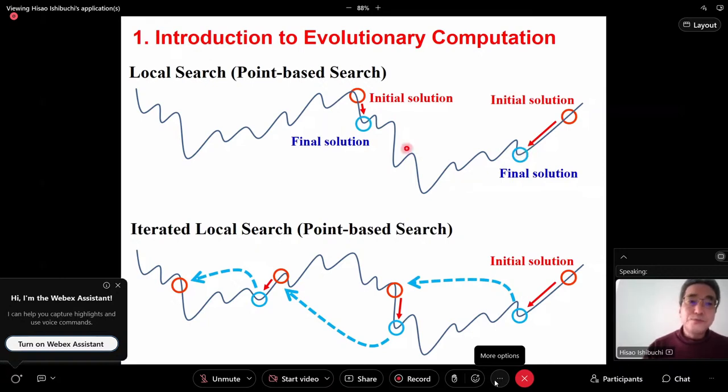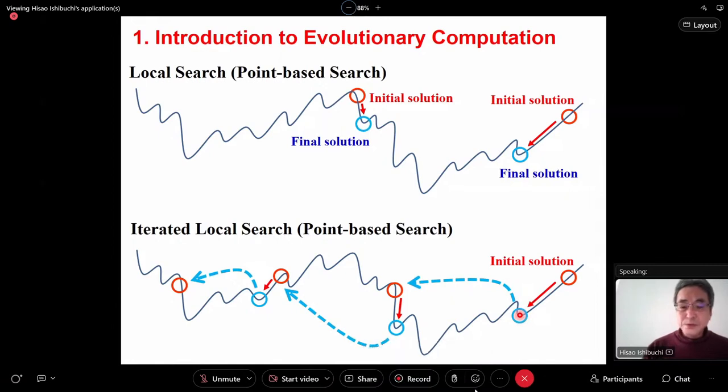In order to improve this simple local search, one idea is iterated local search. When solution arrive at the local solution, then we can distort the local search. That is, we have a new initial solution, then perform local search. And then we distort again from this point and perform local search. By this manner, after several iterations of local search, we may be able to find a good solution. This is the idea of iterated local search.